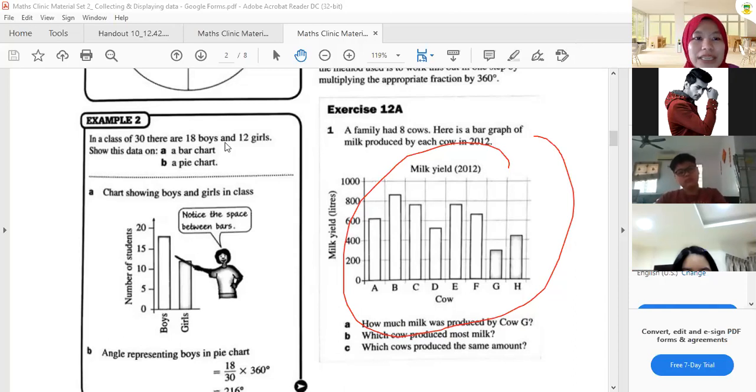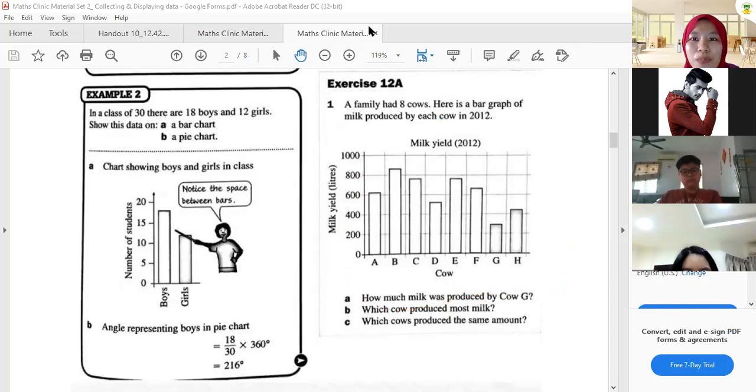Class ends at 4, 7 minutes left. Don't worry, I'll just do the summarization for this one. I'll highlight the important part. Bar chart, good. Don't get confused with the histogram. Histogram doesn't have space in between. Can someone tell me how much milk was produced by cow G?